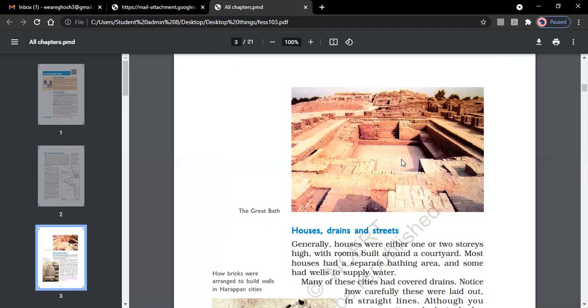So I suggest you put a tick on this picture so that you can carefully observe it. This is a picture of the Great Bath. And then move down.